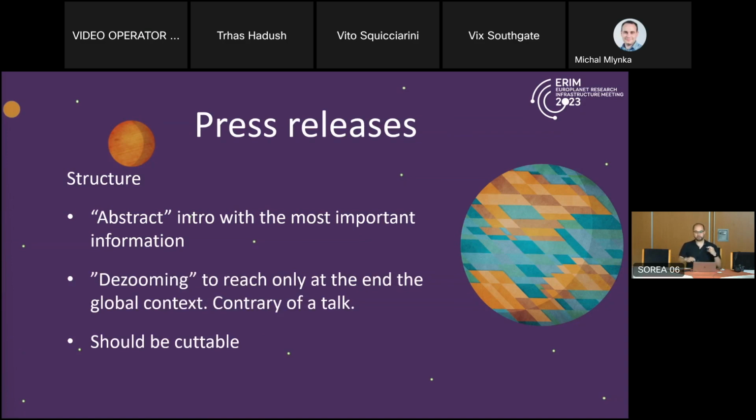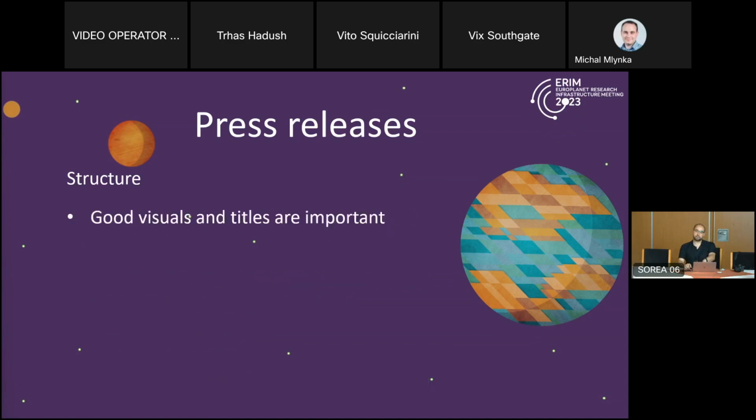And important is that it should be cuttable, so you should be able to take only the first two paragraphs, because a lot of journals will not take the full thing, but only the two paragraphs. And some universities want to divide the different parts into titled paragraphs, which is also an exercise in itself. So yes. Also, a good title is very important.